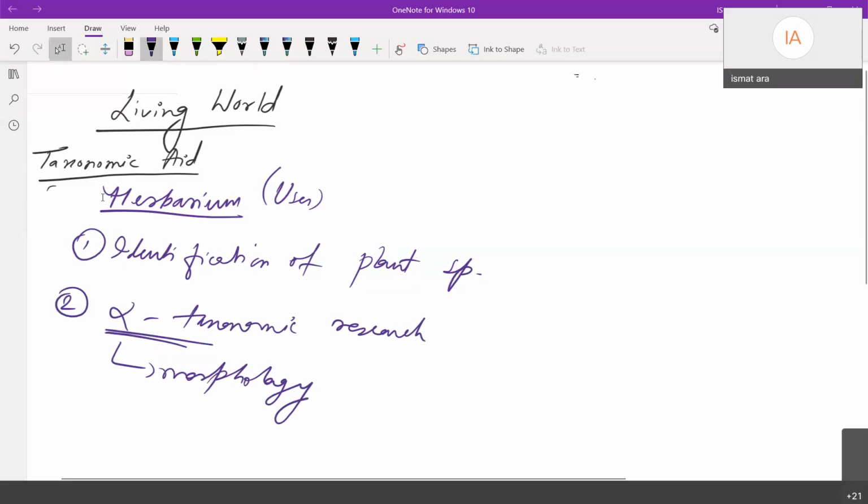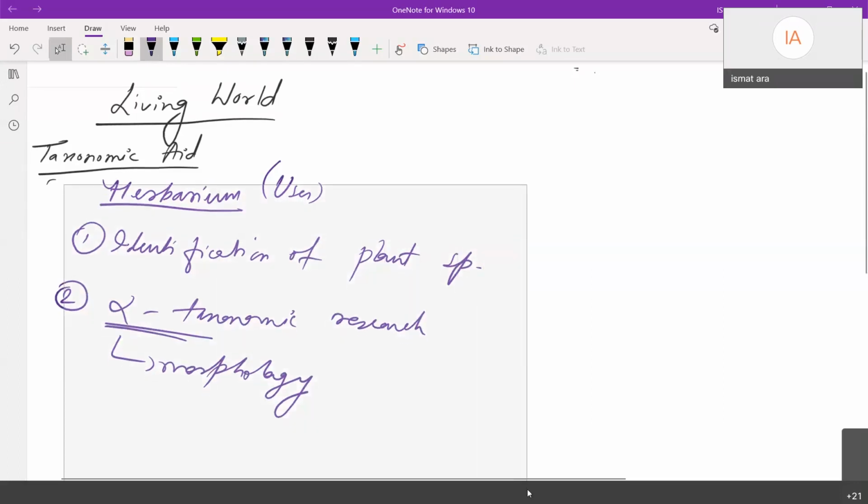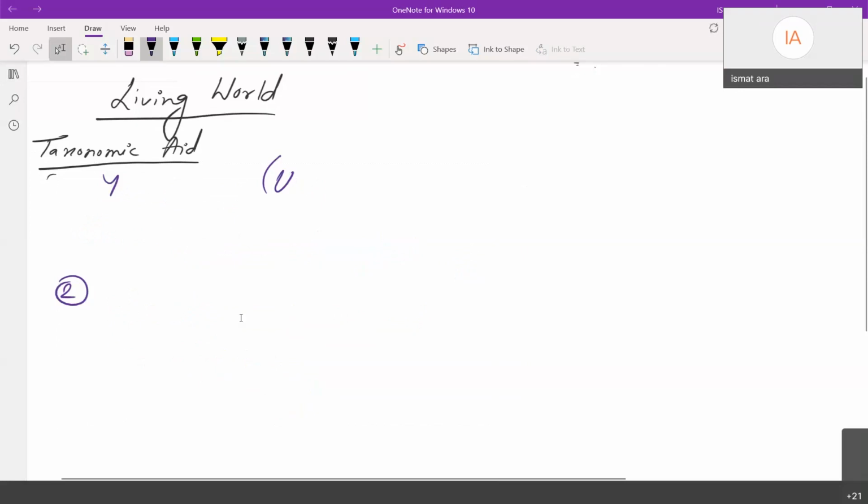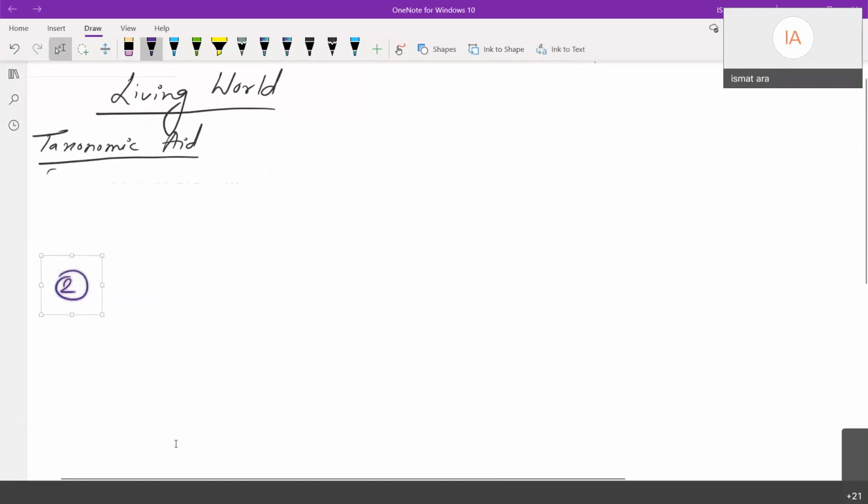Clear with the herbarium, all of you? Friends? Clear with herbarium? Students? Yes, ma'am. Clear with herbarium now? Yes, ma'am. Any doubt regarding this? Till now, any doubt?